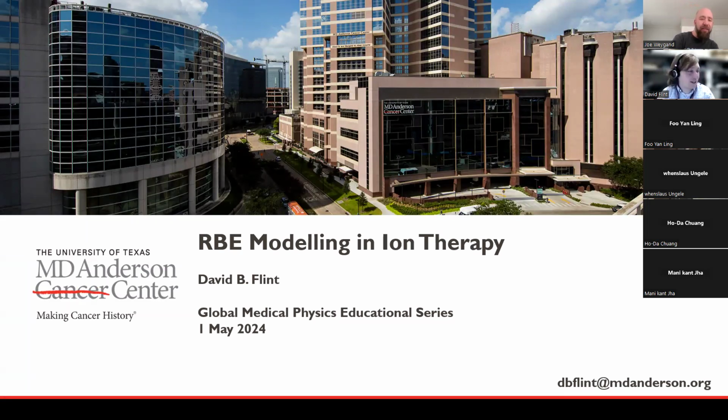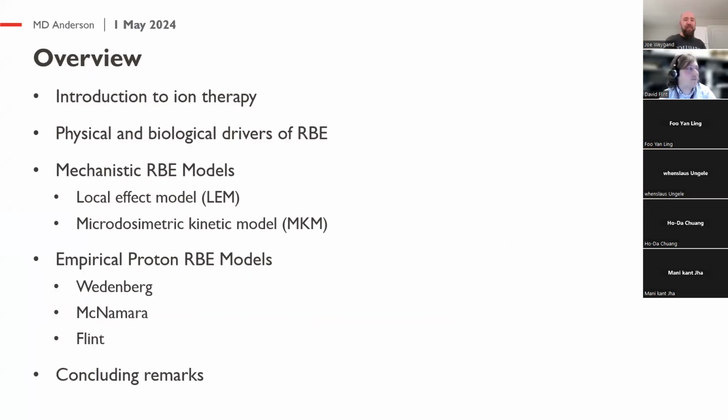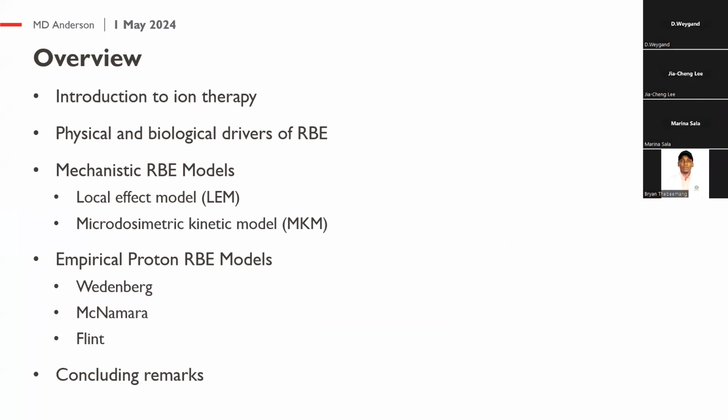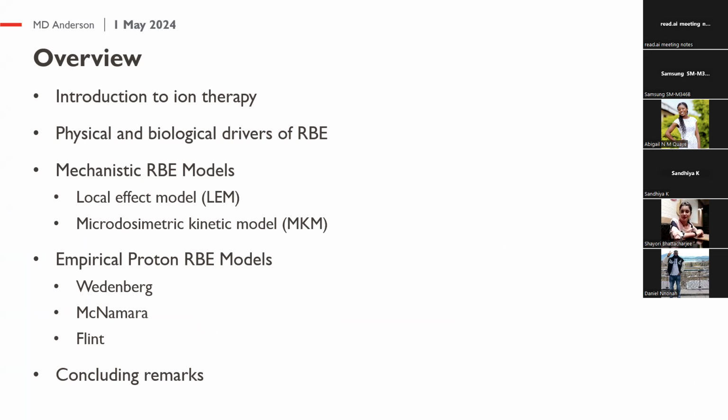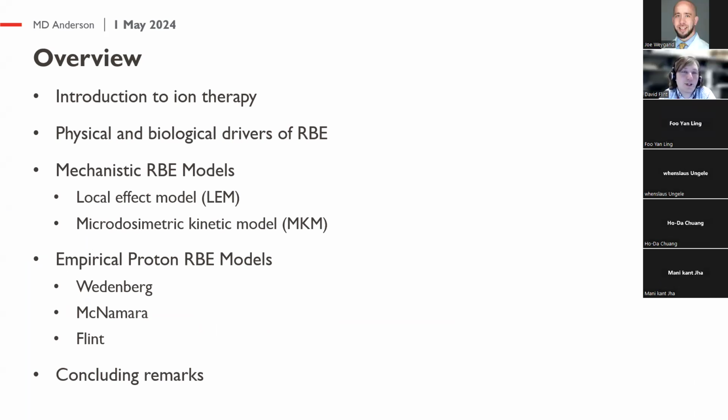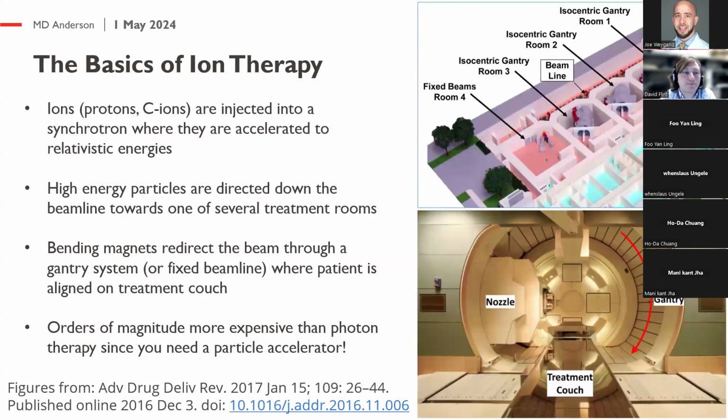All right, thanks, Joe. I'll just jump right in. To begin, here is a quick overview of what I want to touch on today. I'll give a very brief introduction to ion therapy generally, just to make sure we're all on the same page and can distinguish it from photon therapies. I'll go into some of the physical and biological drivers of RBE, and then more specifically discuss some of the RBE models that we currently use. There are a couple of mechanistic models that we actually use in the clinic for carbon ions, and then a few proton RBE models, which are not currently in use in the clinic, but I think are worth discussing. Then I'll offer a few concluding remarks.